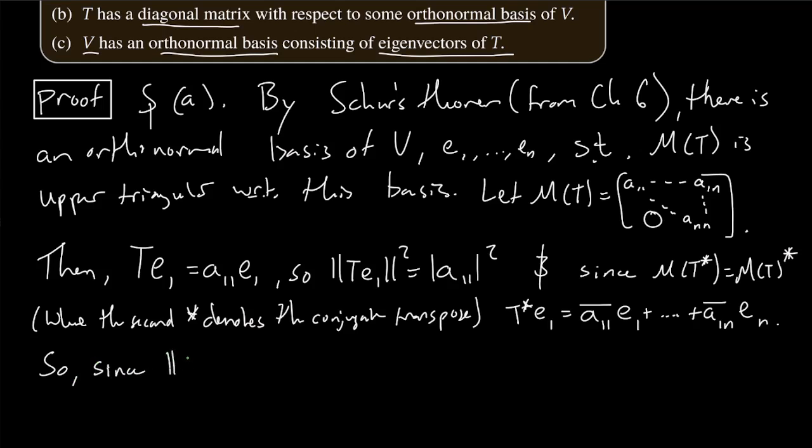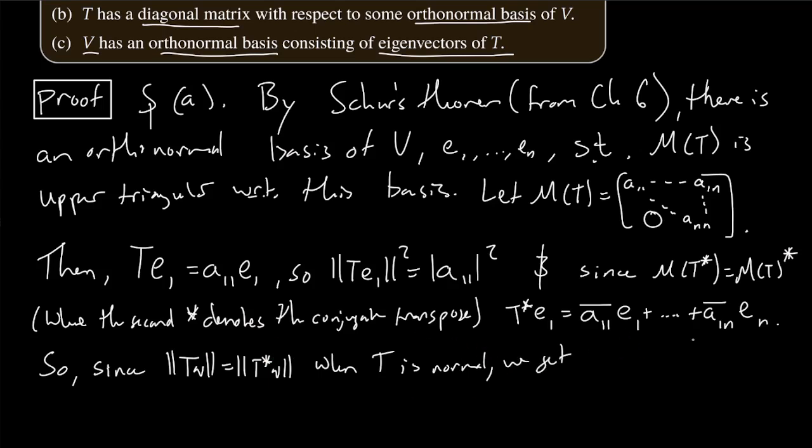Since norm TV equals norm T star V when T is normal, remember this fact from last time: normal operators are those where the norm of their image is the same as the norm of the image of their adjoint. We proved that this fact holds.